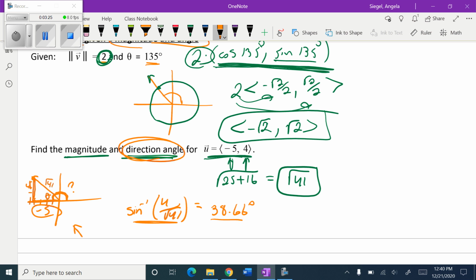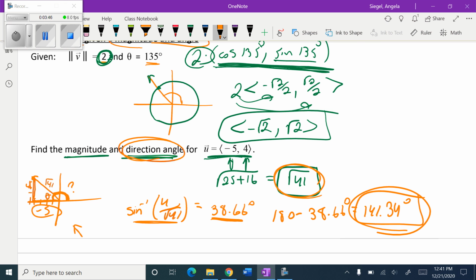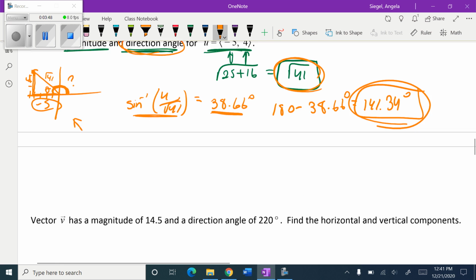I got that my theta for part of my right triangle is 38.66, but don't forget we want the outside angle there. So I'm going to take 180 minus 38.66 degrees, and I end up getting 141.34, and this is my directional angle. So magnitude, directional angle, and we are done.